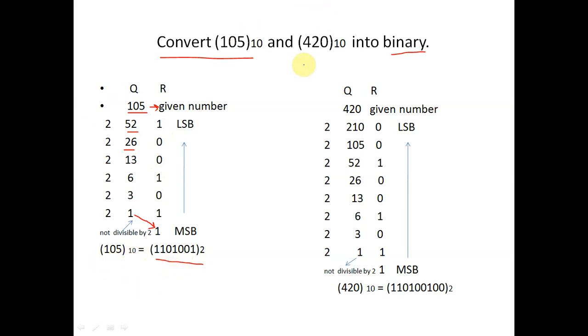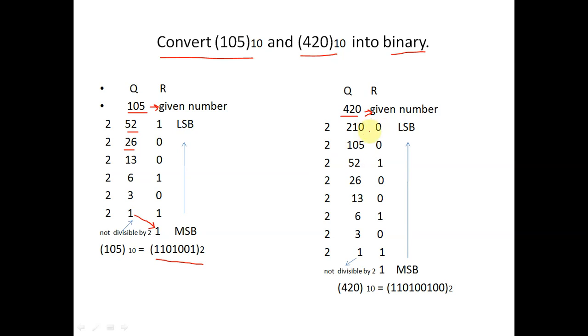Now the second number is 420. 420 is a decimal number. This 420 is divided by its base. The binary base is 2, and 420 is the given number. This given number is divided by 2, then the quotient is 210 and the remainder is 0.